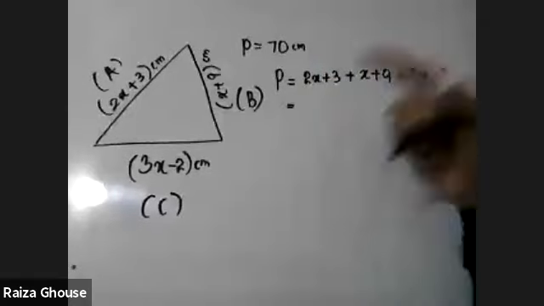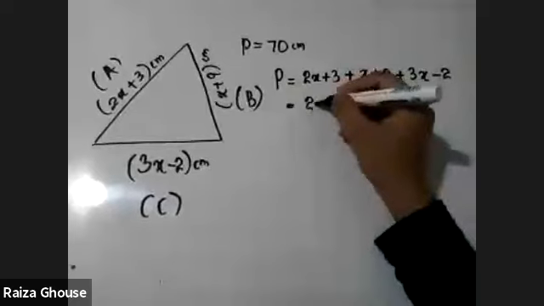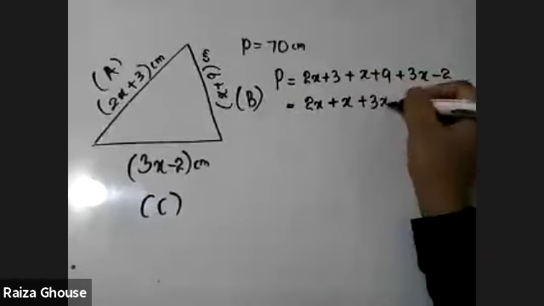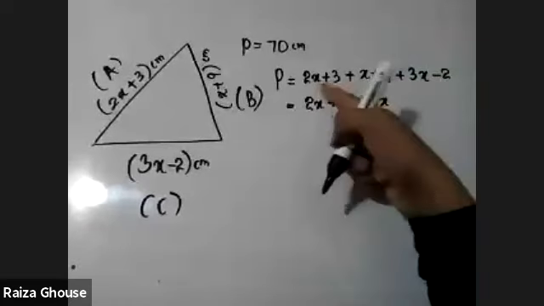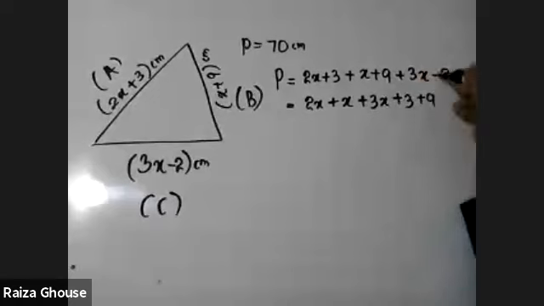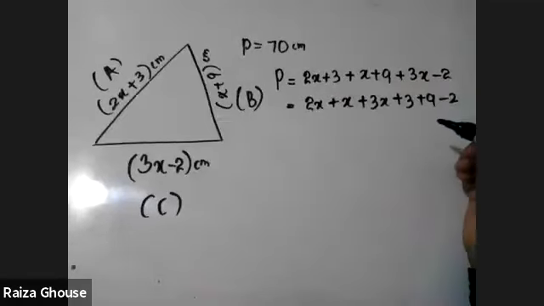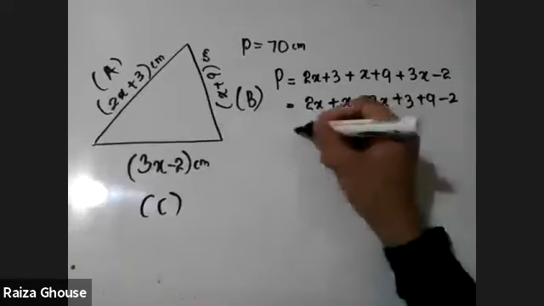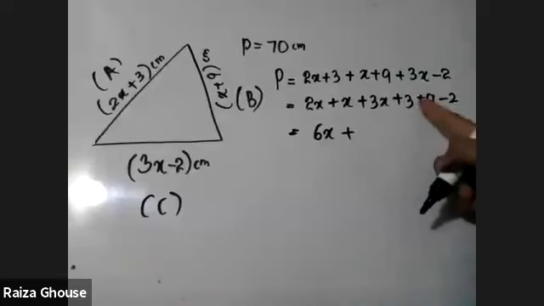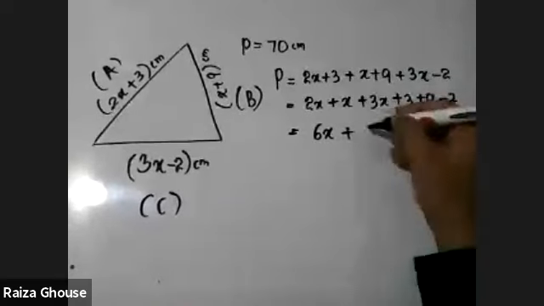In grade 7, you learned how to take the like terms. 2x, I'm doing from the basics, children, plus x plus 3x. I took all the x terms and the numbers: plus 3 plus 9 minus 2. 2x plus 3x plus x, how many x do you get? 6x. Plus 9 plus 3, 12. 12 minus 2, you get 10.